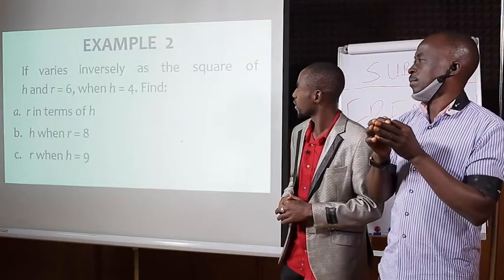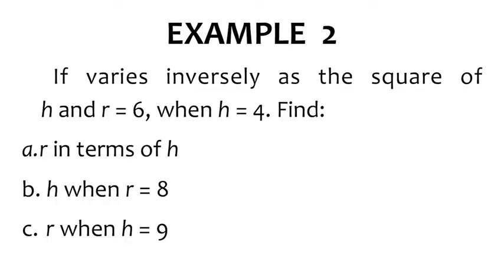Example 2. If r varies inversely as the square of h and r equals 6 when h equals 4, find A, r in terms of h, B, h when r equals 8, and C, r when h equals 9.